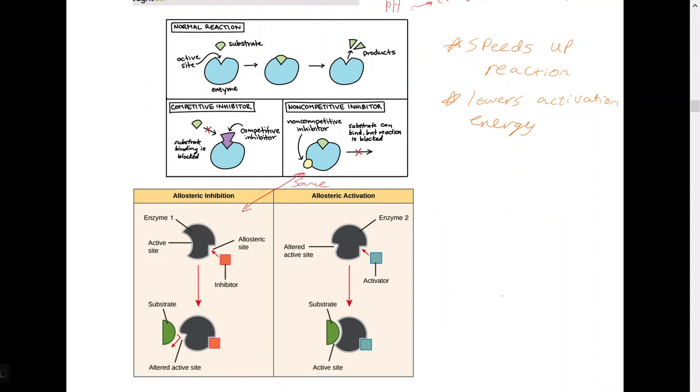The last type is allosteric activation, right? Where instead of inhibition, you're not sending something in to stop the reaction, but you're saying that this reaction can only happen if it's turned on. And so what you have is an activator, instead of an inhibitor, that binds to the allosteric site and goes through a change. But this change, instead of blocking the substrate, changes the shape. The protein goes through a conformational change, and it allows the substrate to bind.